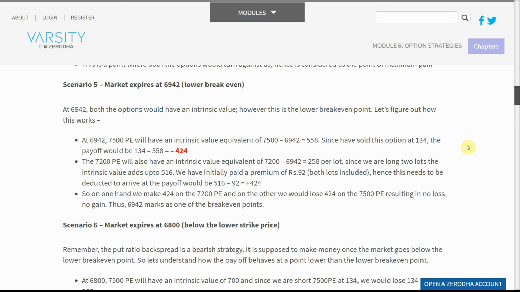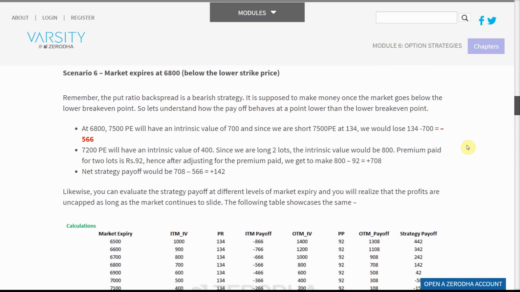Scenario 6: market expires at 6,800, below the lower strike price. Remember, the put ratio back spread is a bearish strategy. It is supposed to make money once the market goes below the lower break-even point. So let's understand how the payoff behaves at a point lower than the lower break-even point. At 6,800, the 7,500 PE will have an intrinsic value of 700, and since we are short 7,500 PE at 134, we would lose 134 - 700 = -566.